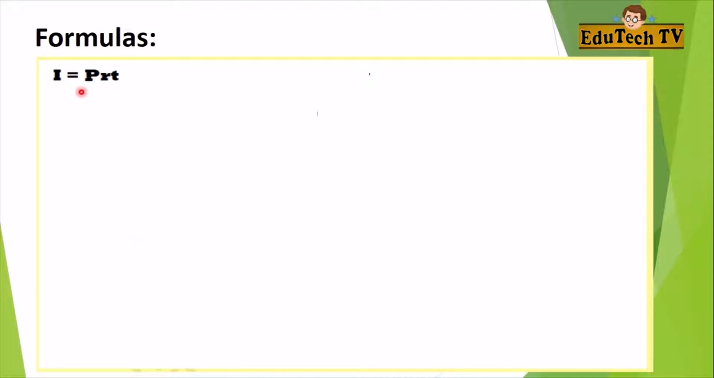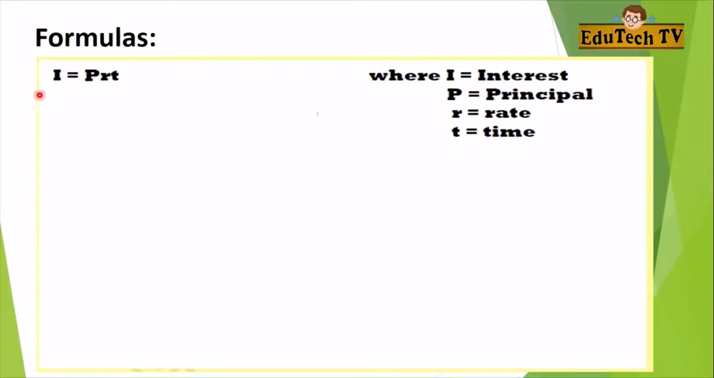First, we have I equals PRT, where I is the interest, P is the principal, R is the rate, and T is the time. Now, we can solve for each term by using algebraic methods. To find P, we have I all over RT. For the rate, I all over PT. For the time, we have I all over PR.